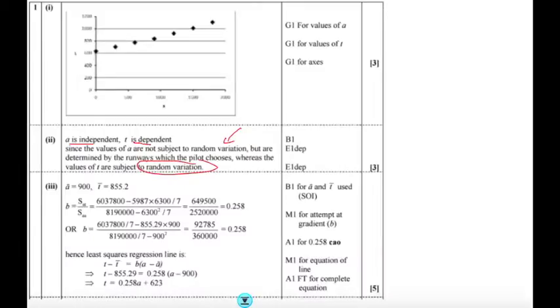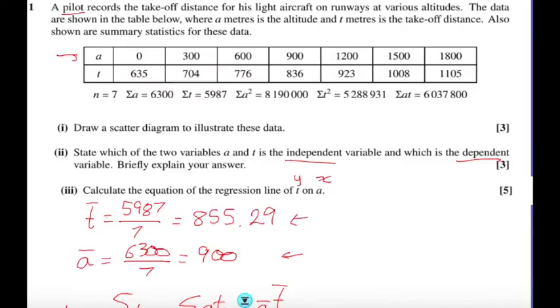Alright, so let's look at the mark scheme. So you get a mark for A bar and T bar. You get a mark for attempt gradient, so doing this. So we got 2.2577, they rounded it slightly shorter than that. And then they've subbed it into this and A1 FT for complete equation. Okay. So it looks like they do want it in that form, so we would have had to expand ours out and write it like that. Okay, so bear that in mind in future.